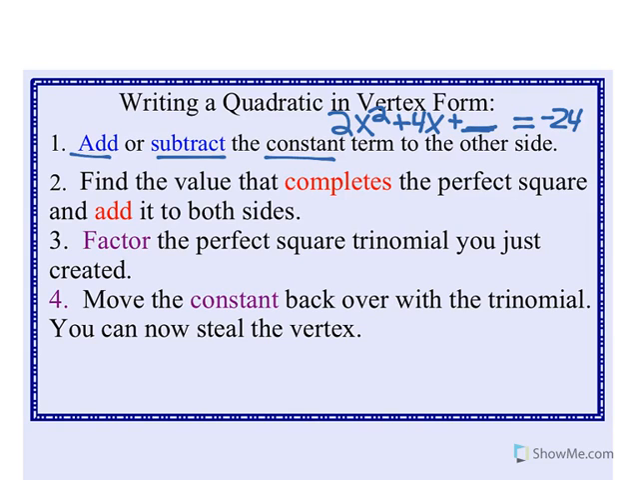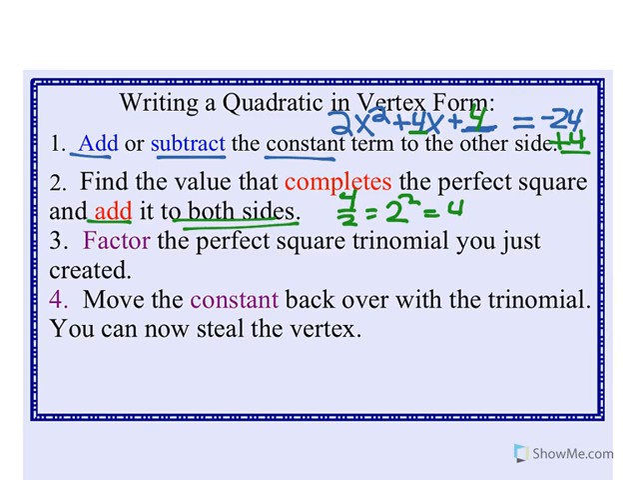Next, we will find the value that completes the square. That's what we just talked about. We take half of the b term, so half of that 4 would be 2. And then remember, we square that, which would be 4. So 4 would be the perfect square number that we would add. But we need to make sure we add it to both sides. So if I add a green 4 on the left, I must add a green 4 on the right.